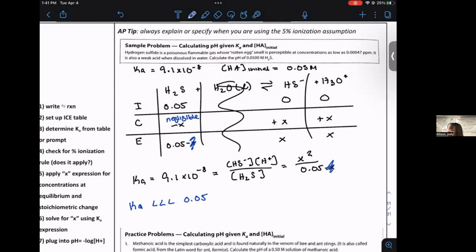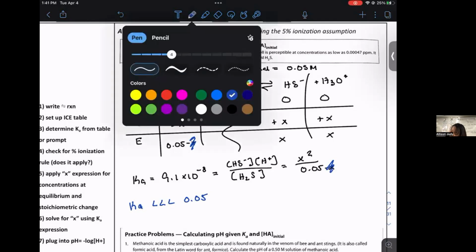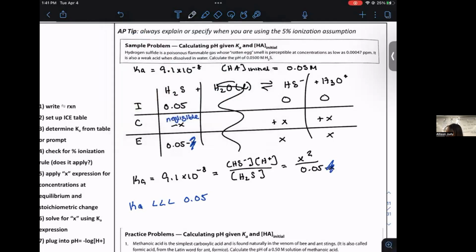And what we get is this now simplified estimate for Ka. And from there, we calculate that Ka, using that value of Ka, that we multiply by 0.05 and then square root it. x becomes a value of approximately 6.74 times 10 to the negative 5th molarity, which is going to be equal to my concentration of acid.